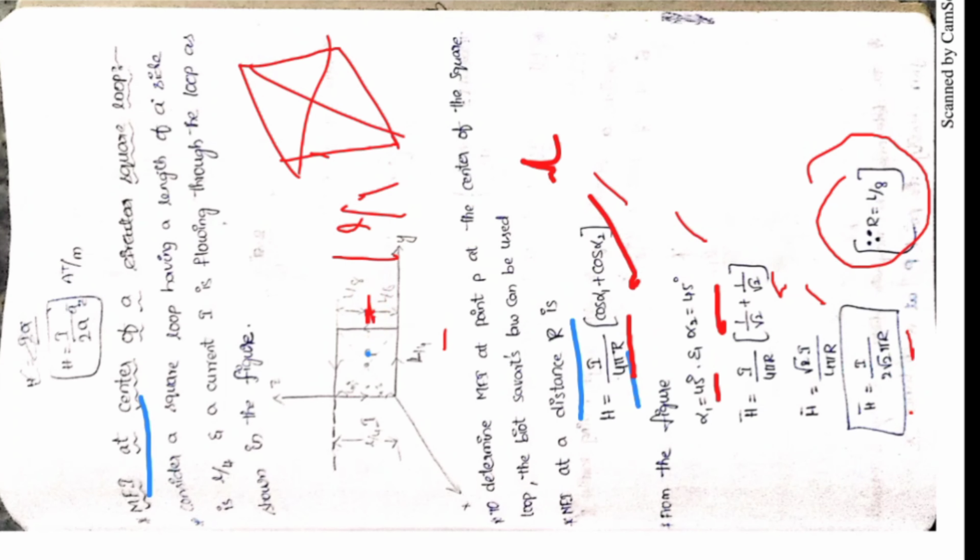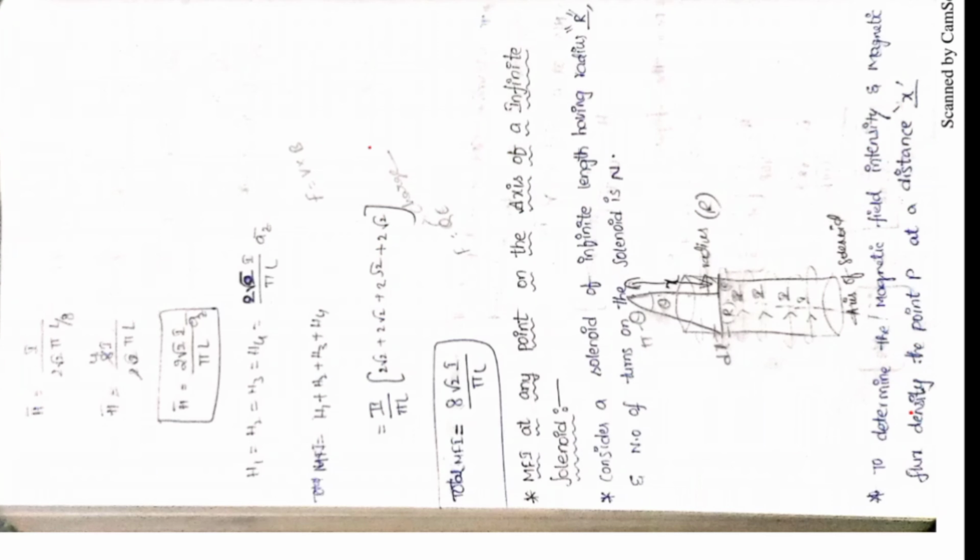If you substitute r equal to L by 8, this is the point P at a distance r, here L by 8. After substituting r equal to L by 8, that is I by 2 root 2 pi into L by 8, after canceling, you will get H equal to 2 root 2 I by pi L in the az direction.